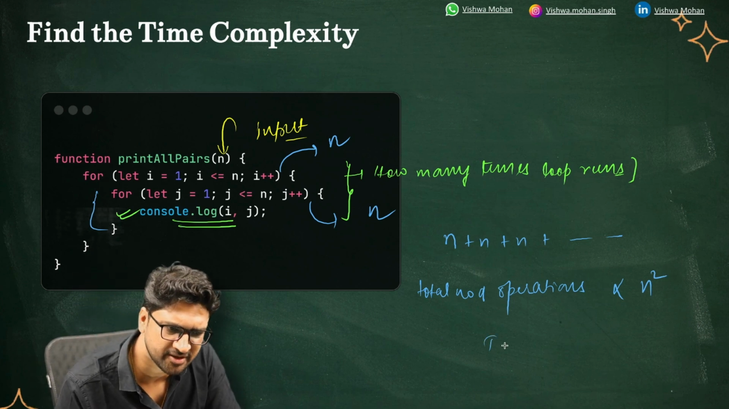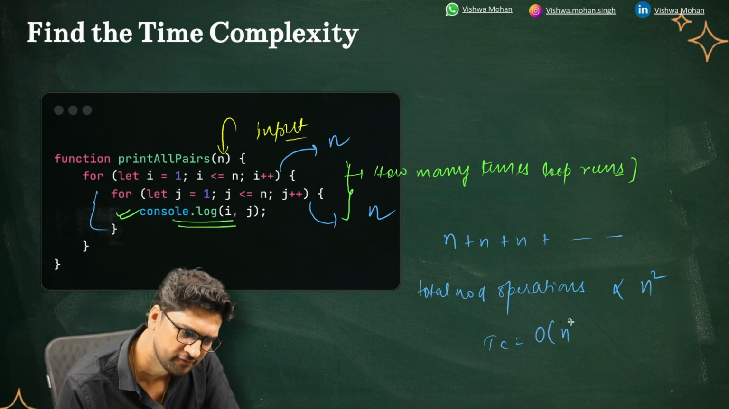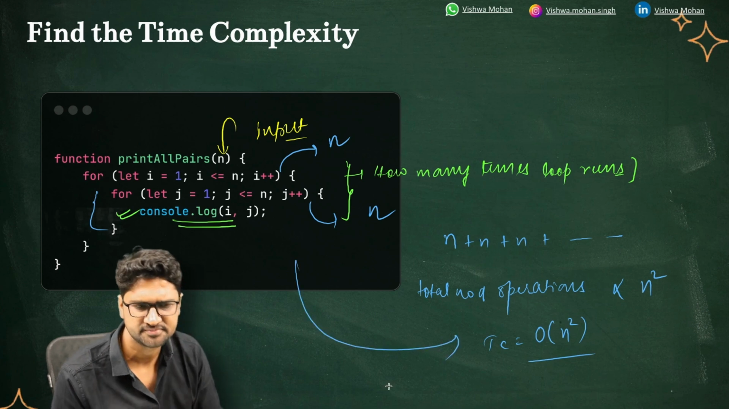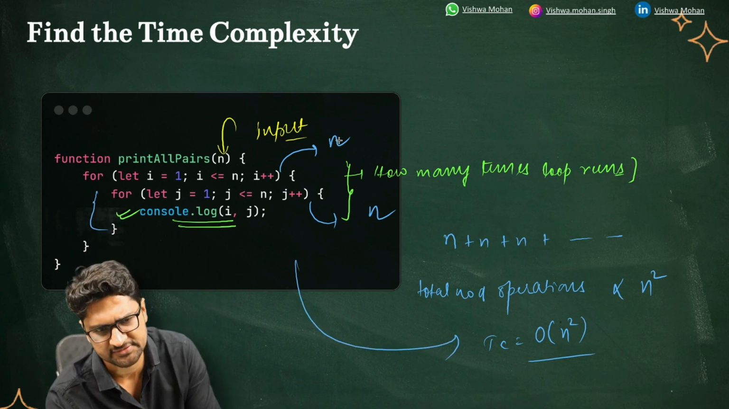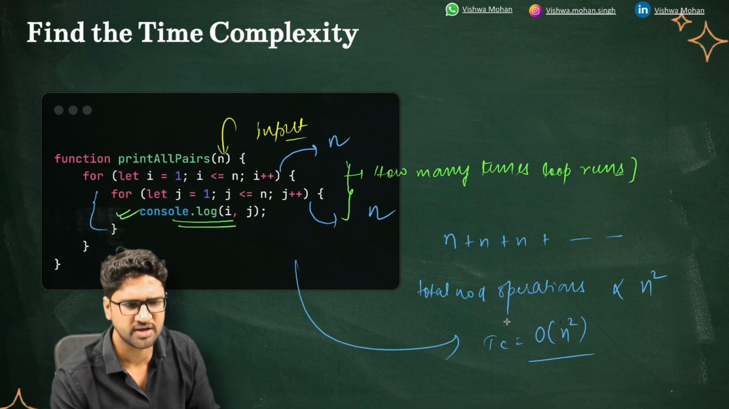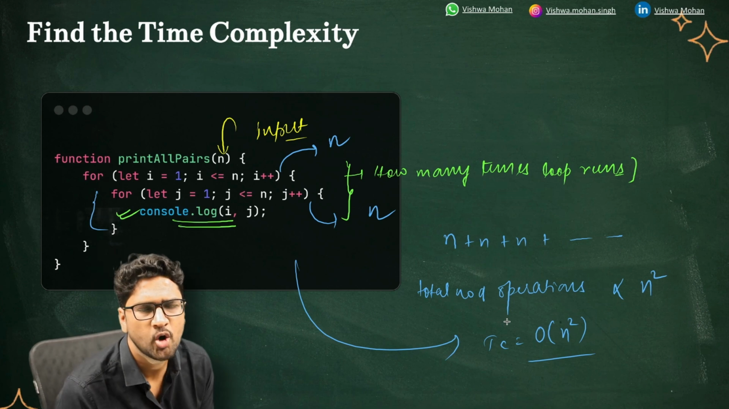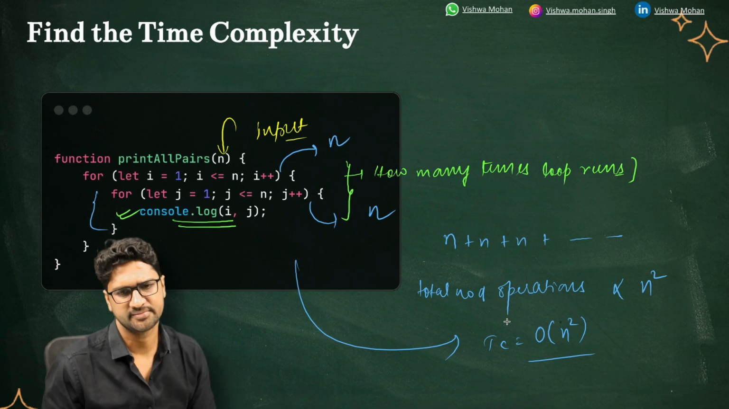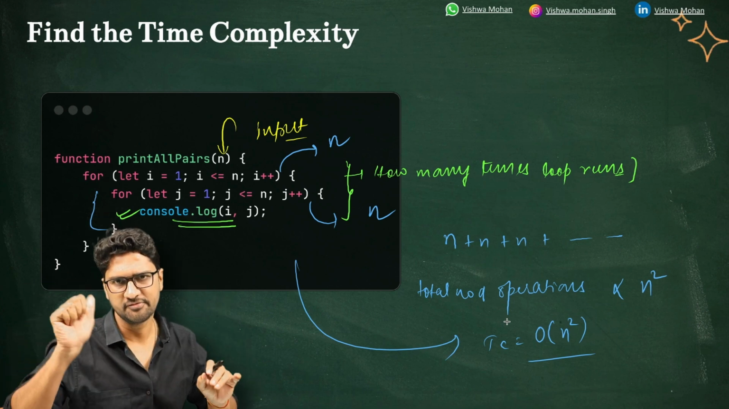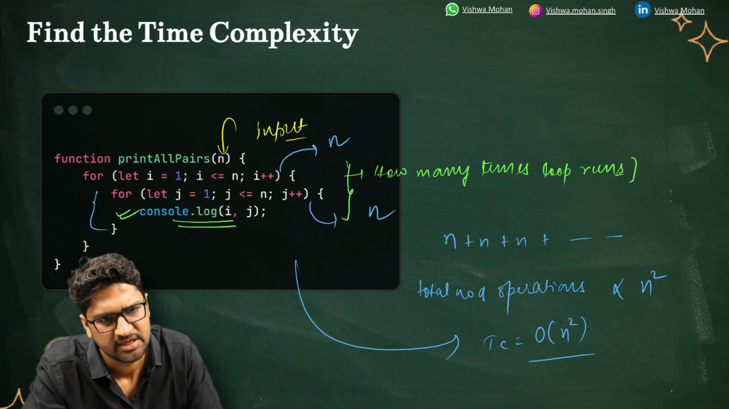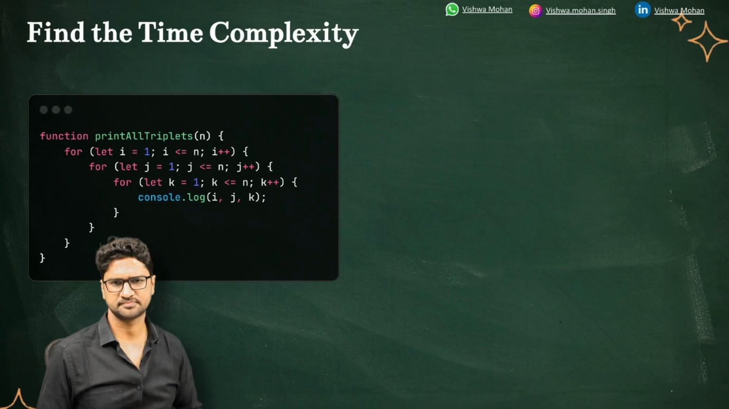So time complexity becomes what? Time complexity is big O of n square. Very simple. I have two loops, the first runs n times, the second runs n times. So total time complexity will be equal to the order of n square. Fair enough? Great. Now let's try to move further.